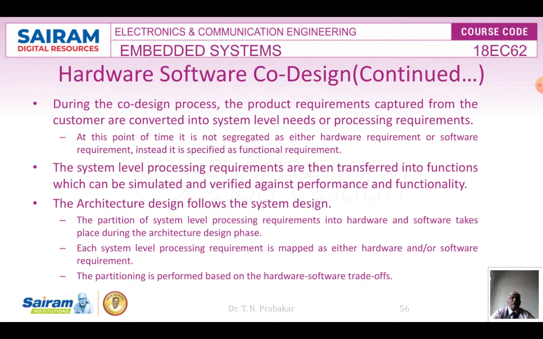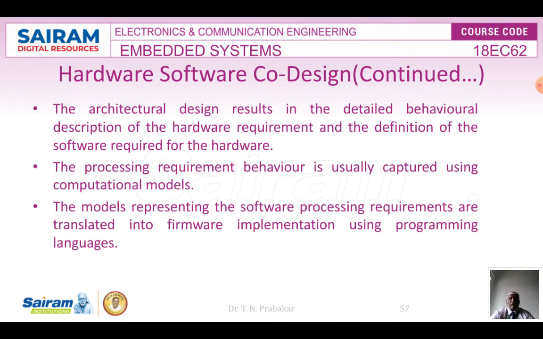Then the architecture design flow. How am I going to do it? The system level processing requirements are mapped into hardware and software. Which part should be implemented in hardware and which part in software should happen here. Each system level processing requirement is mapped as either hardware or software. Then the partitioning is performed based on the hardware software trade-offs, whichever is better will be selected there.